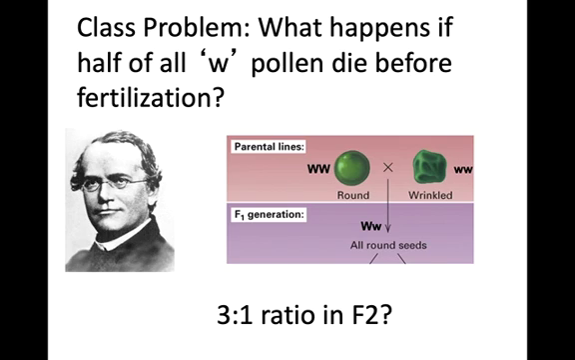All right, so let's think about this one here. What happens if half of all the little w pollen die before fertilization? All right, so what that means is something's wrong with the little w pollen in those F1s. It doesn't matter here. Half could die, but all of the pollen will still be little w. But in this particular case, big W is going to be more represented through the outcome of meiosis, and there's many reasons why this could be.